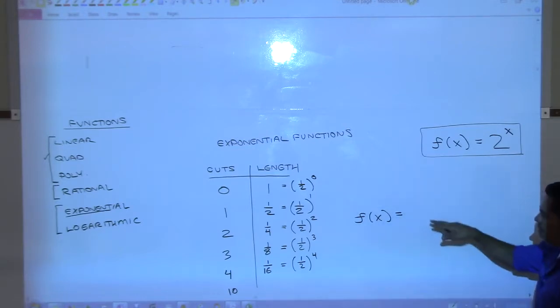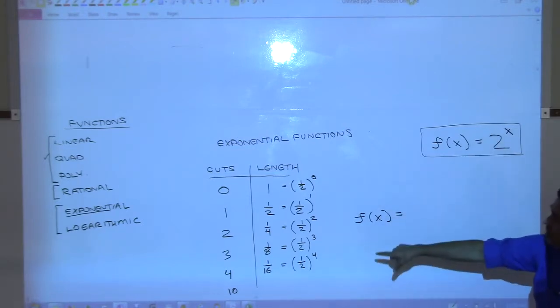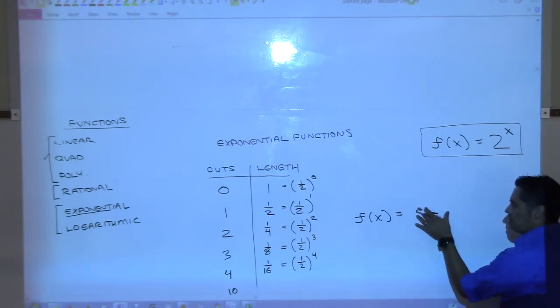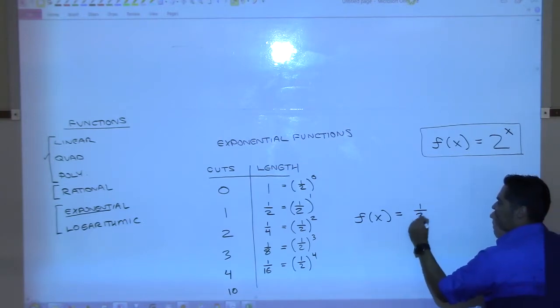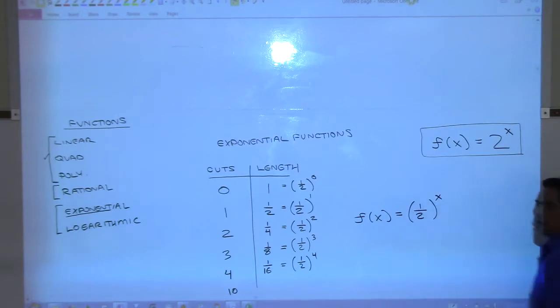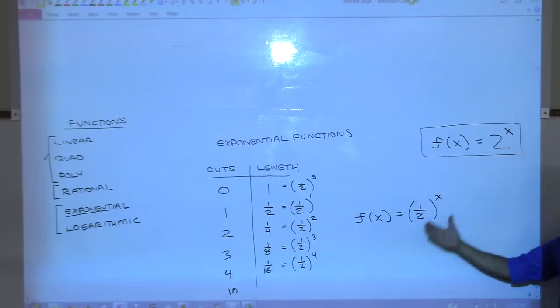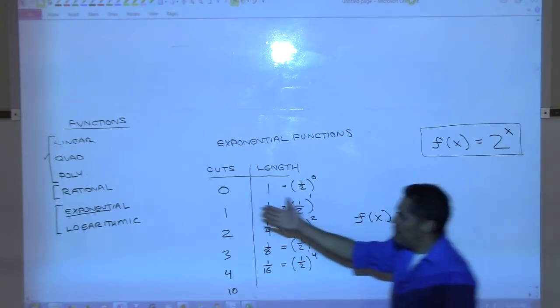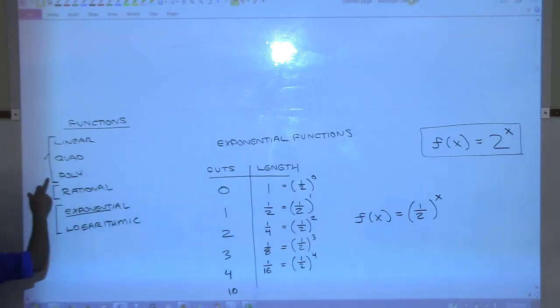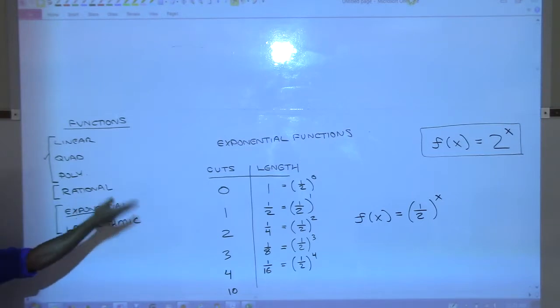So our function for this particular example should be what? 1/2 in parentheses raised to the x power. Okay? This is an exponential function. This is a different exponential function. Just like we had polynomial functions, they all looked different, right? We could have all sorts of different examples of polynomials, different examples of rational functions. I sent you home to graph 3 of these, right? I've just given you 2 examples of exponential functions, all right?